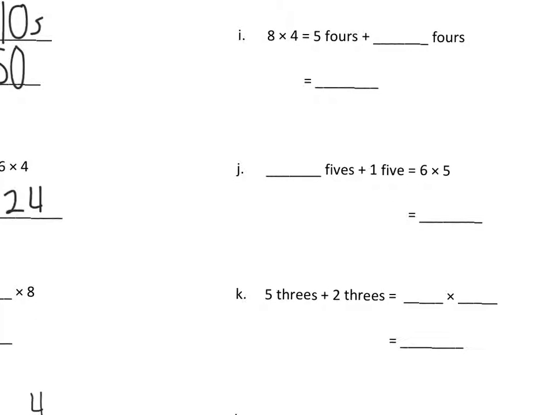Here we go with this one with I. You have 8 times 4 equals 5 fours plus blank. How many fours do we need total? 8. 5 fours plus 3 fours, because 5 and 3 are 8. And then you have 8 times 4, which is actually going to break down. You look at your multiplication chart, count on your fingers, and you come to realize it's 32.